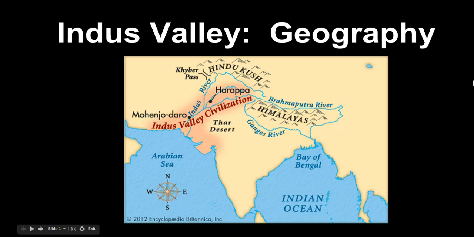Good morning, sixth graders. Today is Wednesday, September 23rd. Today we are going to start talking about the Indus Valley River Civilization. And as always, when we study a new civilization, we begin with the geography. Remember that geography means the surrounding land, climate, and environment of a place.